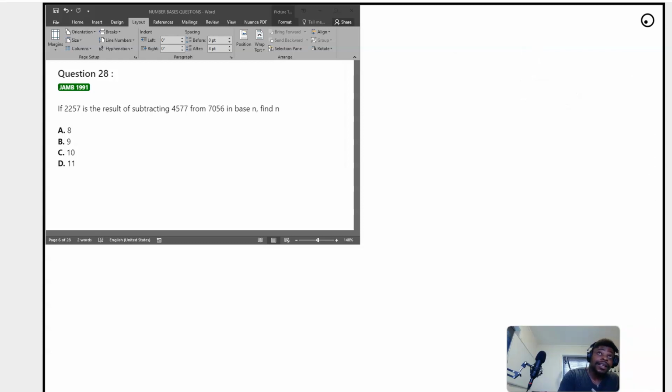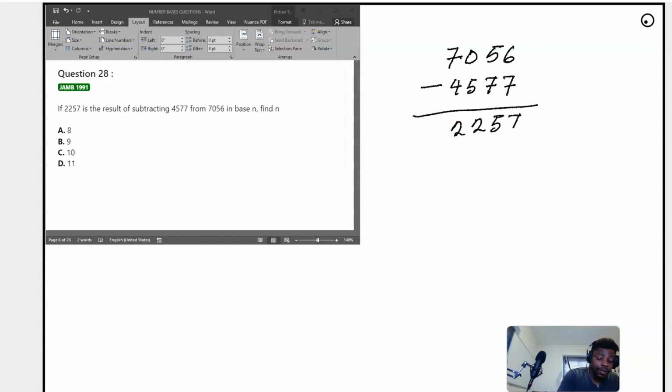So let's go back to the question now. So they said subtract 4577 from 7056. 7056, we're subtracting what from it? 4577. And we're told that the result is 2257. We don't know in what base. So they want us to find n, the base. Now, in this case, you already know how to subtract. Okay? When you borrow the base.